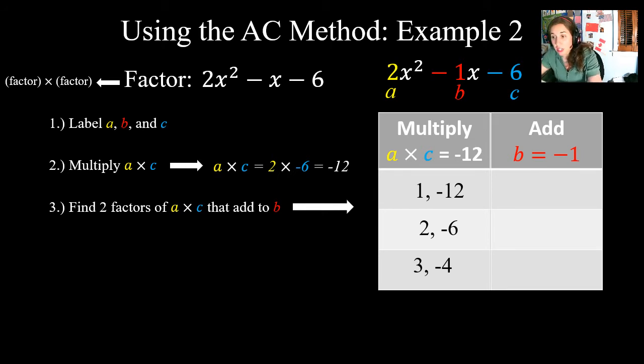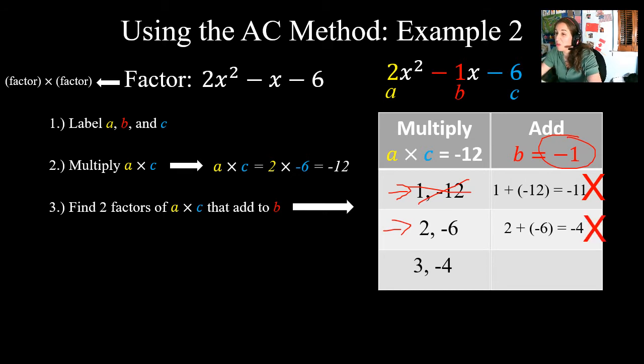So now I need to go through and figure out which pair of factors adds to -1, okay? So I'm going to just start with my first pair here. Okay, 1, negative 12. Well, 1 plus negative 12 gives me negative 11. That does not add to negative 1. Let's go to my next pair of factors. 2 and negative 6. 2 plus negative 6 gives me negative 4. That does not add to negative 1. Okay, so that's not my pair that I'm looking for.